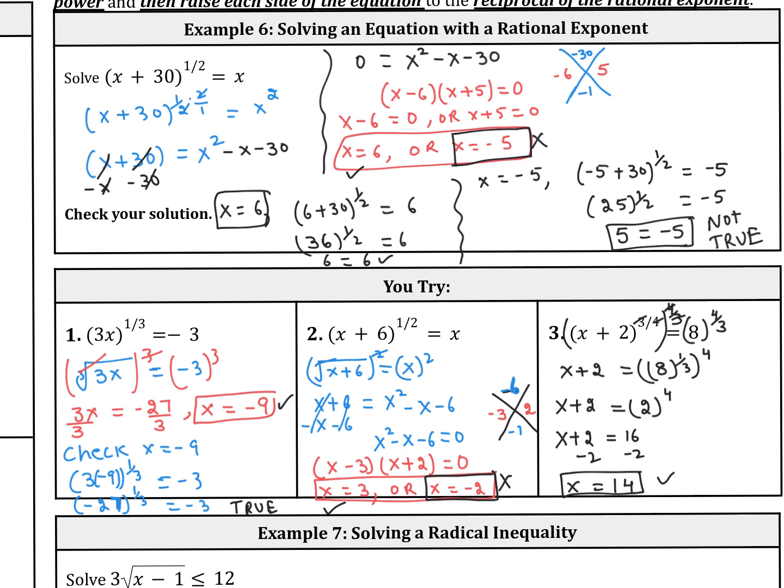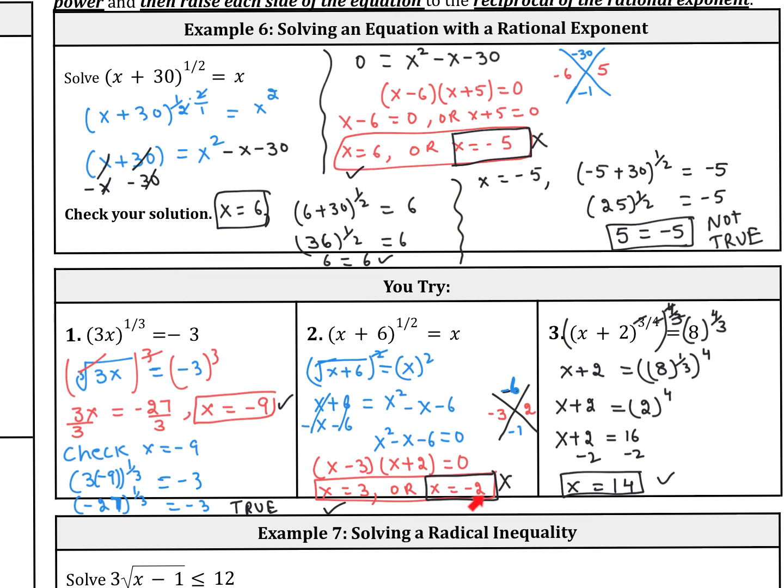Next you have a 1/2. It means that you have a square root. To cancel the square root, you square both sides. Square and square root cancel. You have x plus 6 equals x squared minus x minus 6. You solve this by using the cross method. And you get the two factors x minus 3 times x plus 2 equals 0. Then you get two x values, x equals 3 and x equals -2.